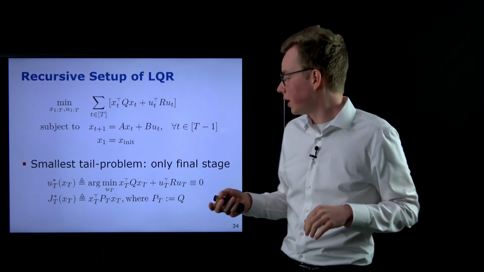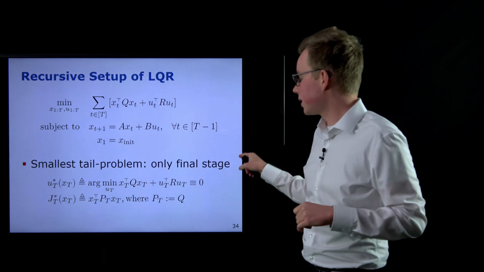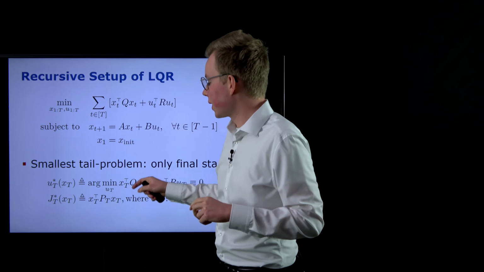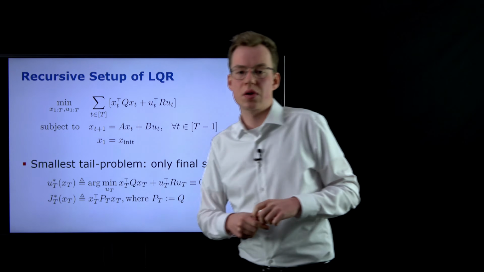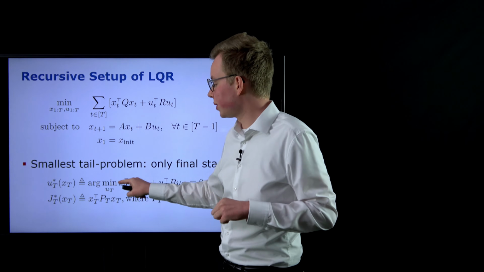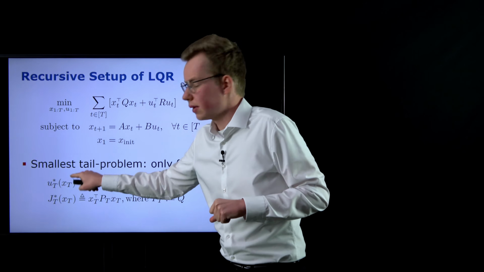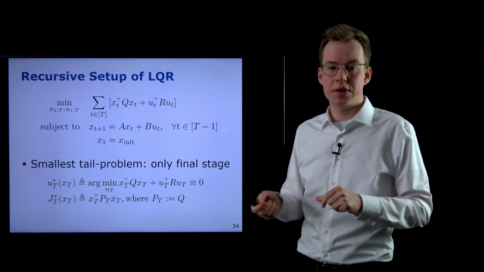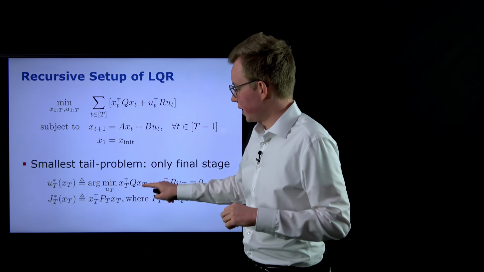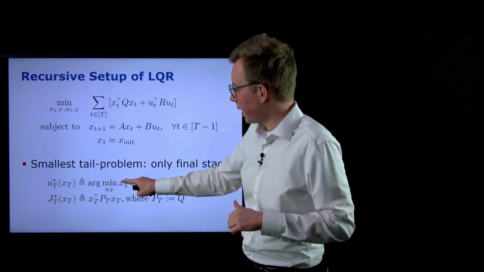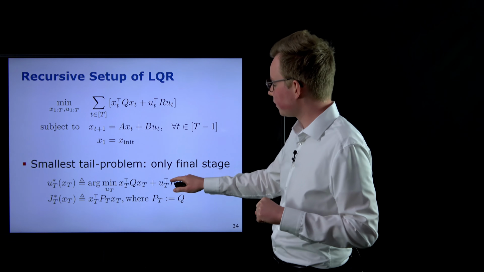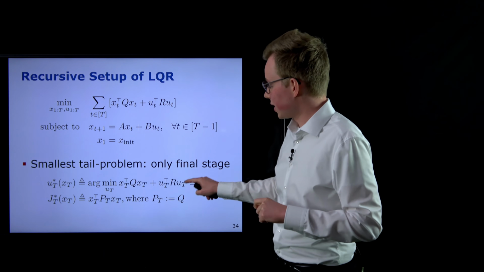If we look at the smallest possible tail problem, that is the smallest subproblem that we can solve, we can just look at the final stage. So we just look at the very last time step, and we ask ourselves, what is the best control that we can apply at the final time? We get only a single decision variable, because this best control that we're looking for is a function of state. The state is given. And so from the perspective of this optimization problem, this is a constant because x is a constant. And then we have to just minimize this.